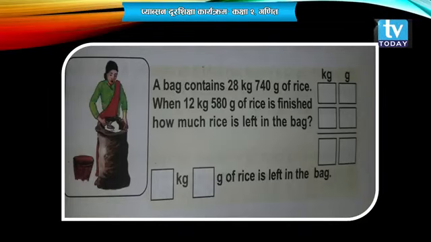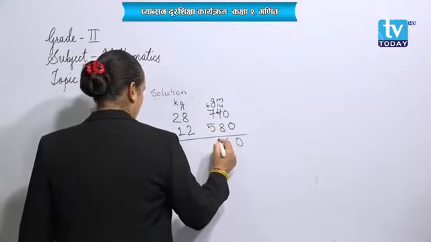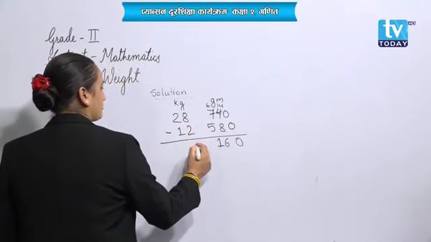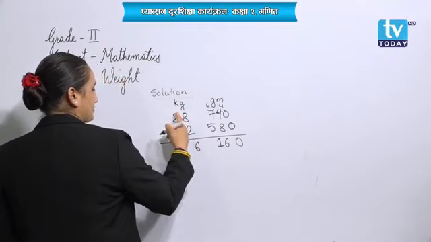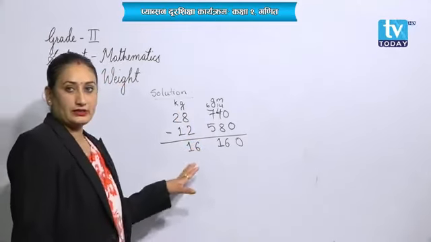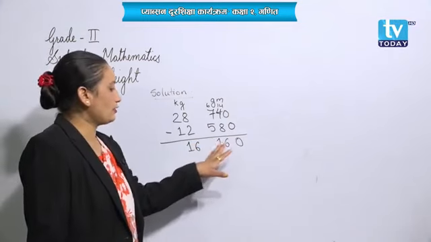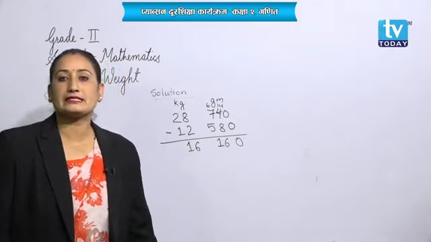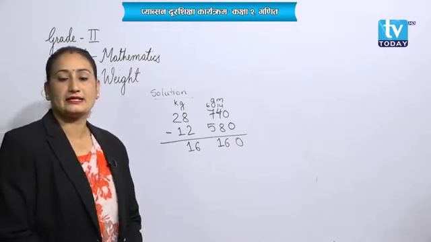It will be 6. And 6 minus 5, 1. And here, 8 minus 2, it will be 6. And here, 2 minus 1, it will be 1. That means altogether, 16 kg 160 gram of rice is left inside that sack.